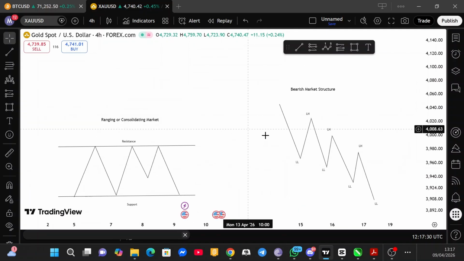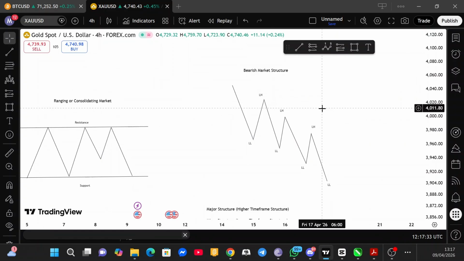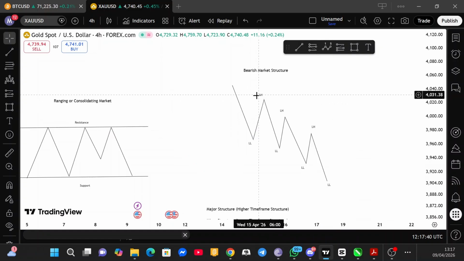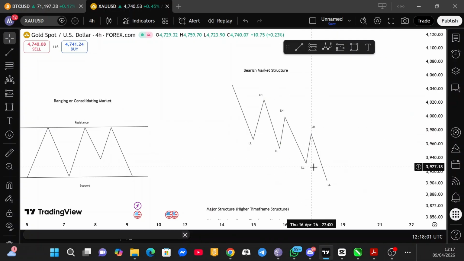Now, this is what we call a bearish market structure. In a bearish market structure, the market is creating what we call lower highs and lower lows. So you see the market begin to dump from this point, created a high here lower than this high. And then continued dumping, formed a lower low, pulled up and formed a lower high, pulled down, formed another lower low, pulled up, formed a lower high, pulled down and formed a lower low.